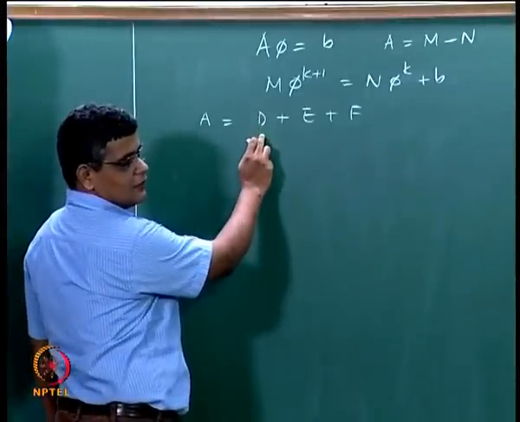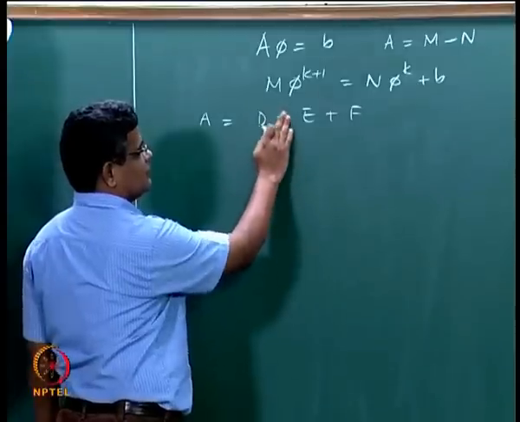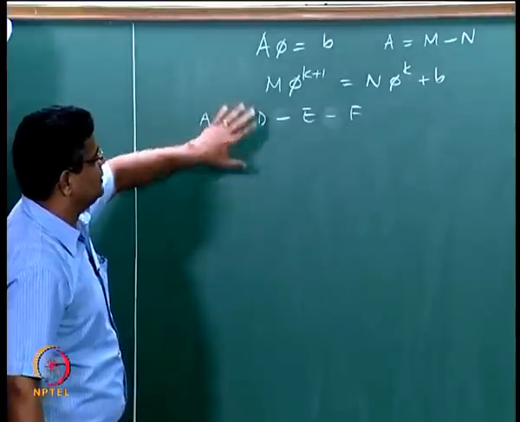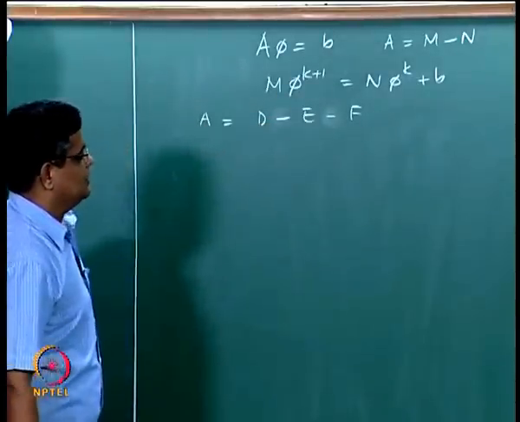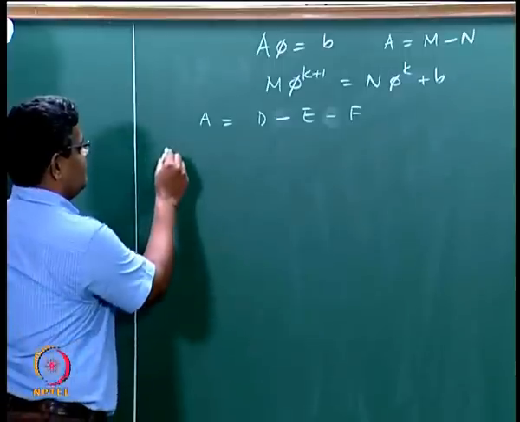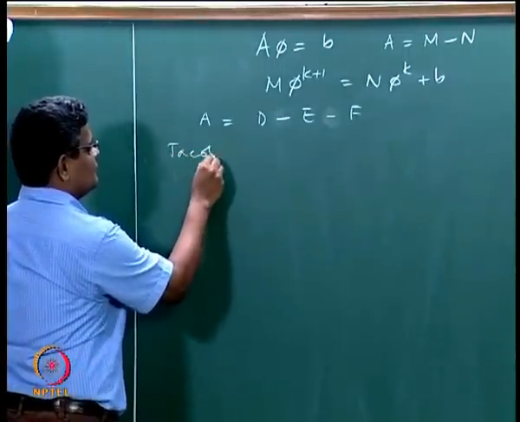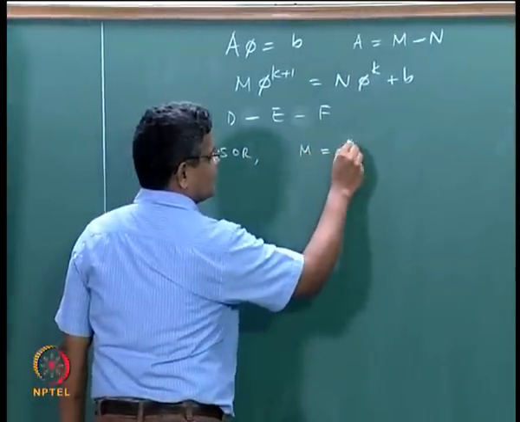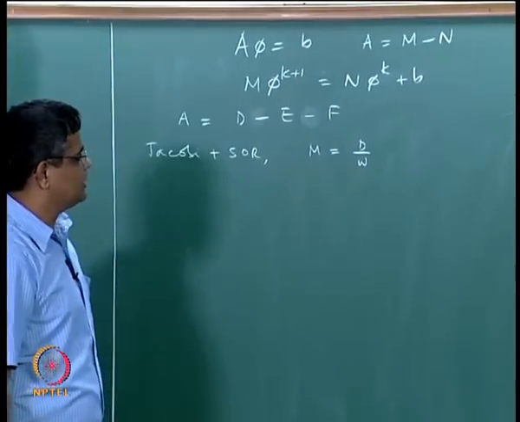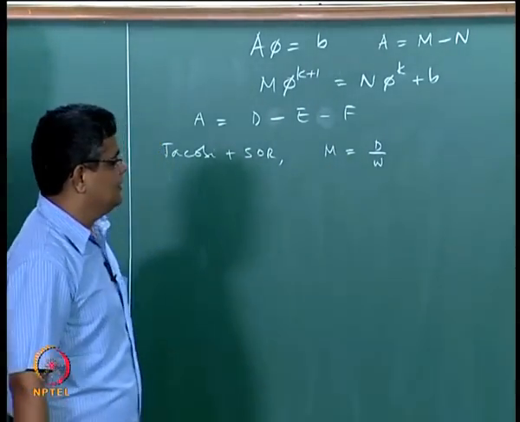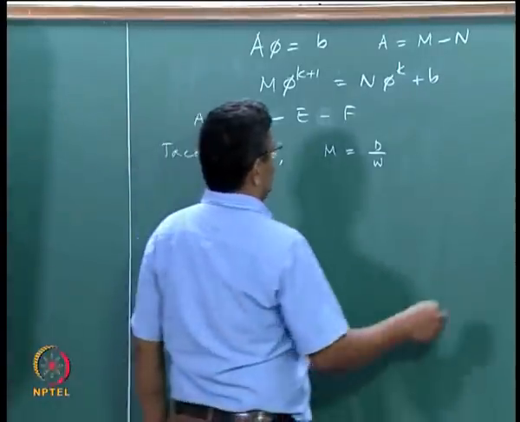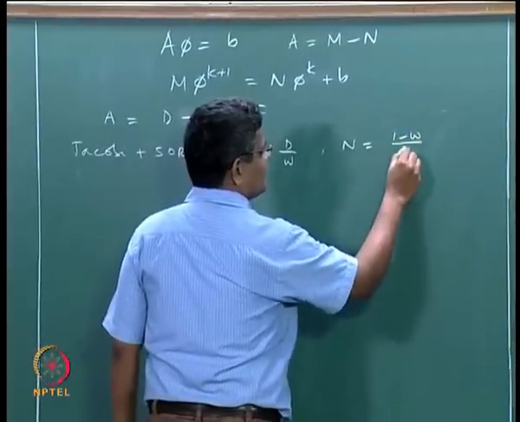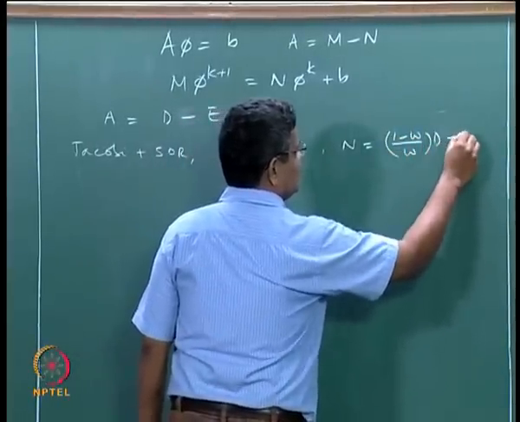We take D only as M in the case of the Jacobi method, and D minus C in the case of the Gauss-Seidel method. If you are writing a Jacobi method plus SOR, then in that case M is written as D by omega, where omega is the over relaxation parameter, which has a value between 0 and 2, and N will be 1 minus omega times D minus E minus F.